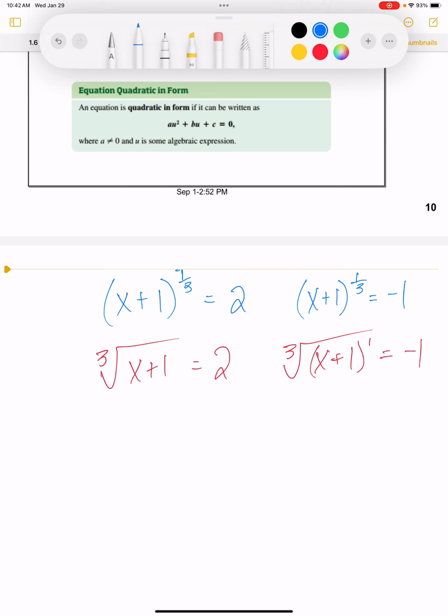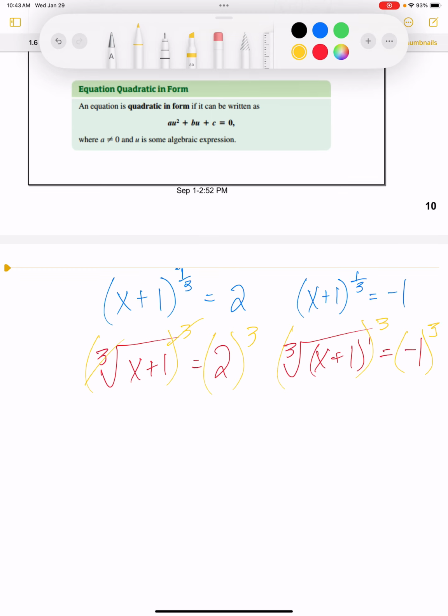Then I can say, how do I take this apart? How do I get rid of the cube root? Well, if I want to get rid of the cube root, I do the opposite. I cube. What I do to one side, I do to the other. Same thing over here, same process. Now the cube root and the cube cancel out, and I just have x plus 1 is equal to 2 times 2 times 2, which is 8. That means x equals 7, you subtract 1. Over here you have x plus 1 equals -1, and -1 to the third is still -1. So you subtract 1 and you get x equals -2.